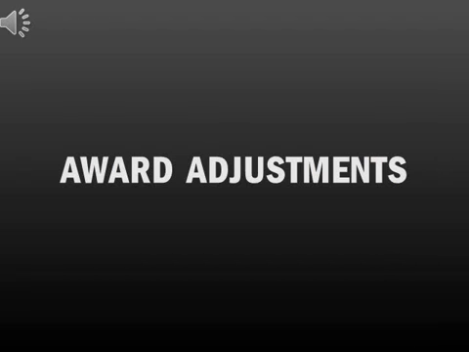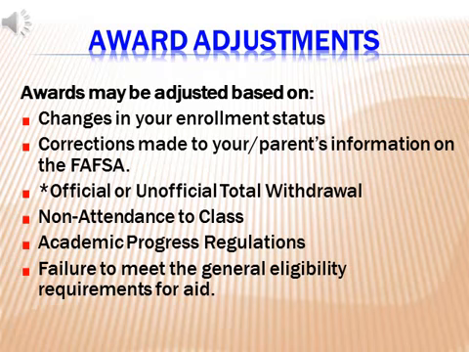Award adjustments. Awards may be adjusted based on changes in your enrollment status, corrections made to your or your parents' information on the FAFSA, official or unofficial total withdrawal, non-attendance to class, academic progress regulations, or failure to meet the general eligibility requirements for aid.